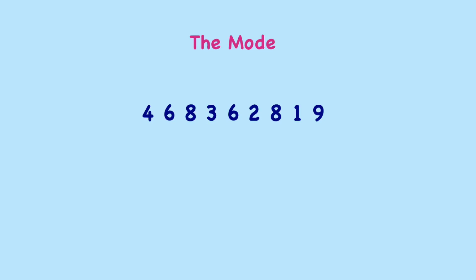Let's have a look at another example. So remember, the mode is the most common. So we have a 6 and another 6, but we also have an 8 and another 8. So in this example, we have 2 modes which are allowed. So our 2 modes are 6 and 8.